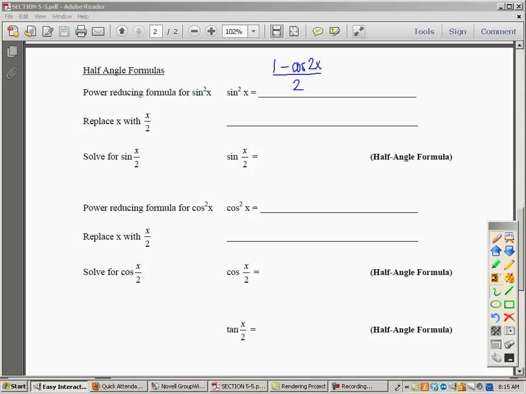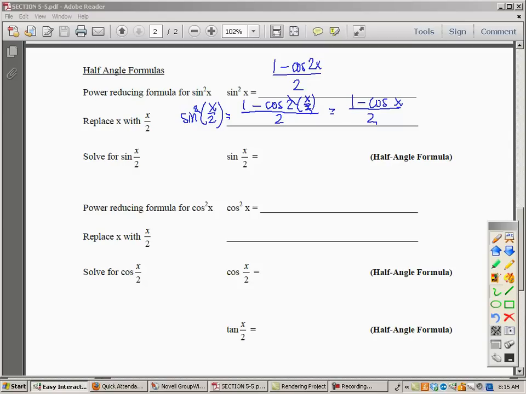Instead of sine squared, we're going to take sine squared of x over 2, what we call this half angle. And so everywhere I see an x, I'm going to put in an x over 2. So 1 minus the cosine of 2 times x over 2 all over 2. And you'll notice these cancel out. So I'm left with 1 minus the cosine of x all over 2.